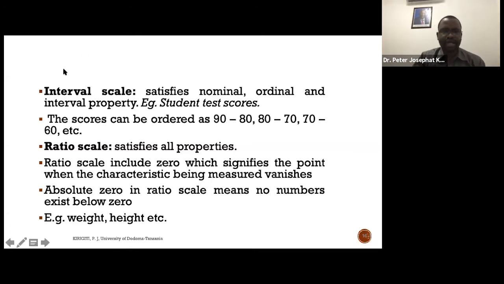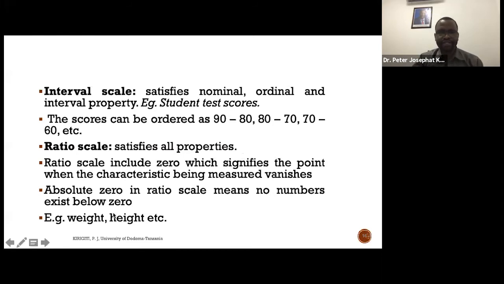Very sorry, here under interval scale, it should really satisfy the property of identity, the property of magnitude, and the property of equal interval. So sorry for this one. It should not read nominal or ordinal, rather it should read identity and magnitude. So ratio satisfies all the properties above.